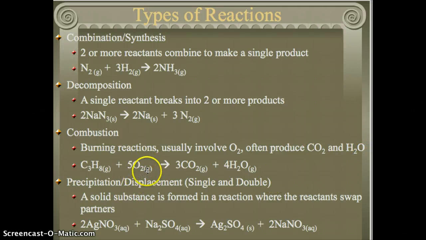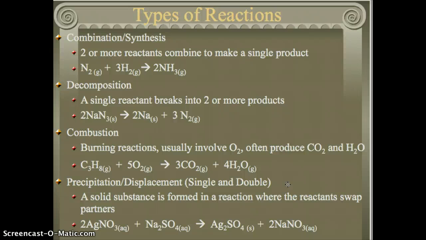Now, because of that O2, this is going to be a common spot where you're going to see that even-odd situation. So be aware of that when you have to do that. But anytime you've got, especially a lot of carbons and hydrogens plus oxygen, and then carbon dioxide and water, it's a combustion reaction. And then the last one is precipitation slash displacement.